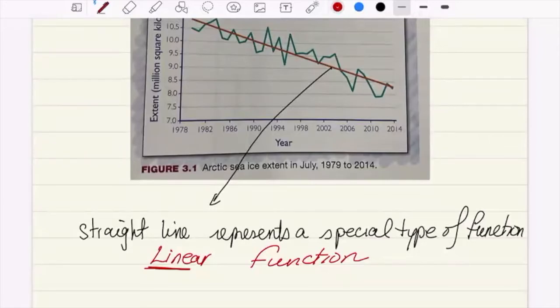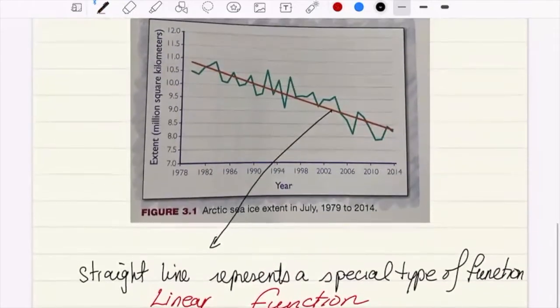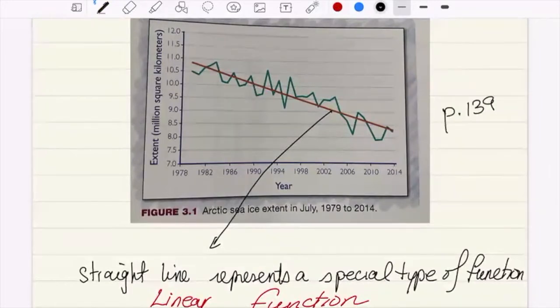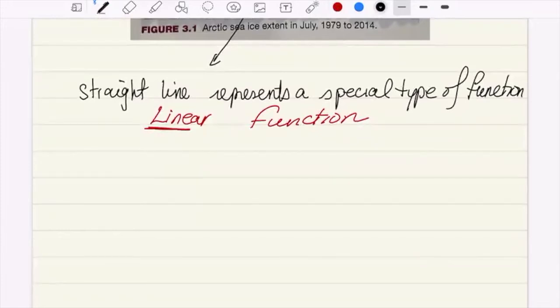Let's try a different example. If we want to write a linear function, we want to know what kind of growth it has. Let's start with a simple example. By the way, this graph is on page 139 of your textbook if you want to read more about it. This example will help us understand linear functions more.